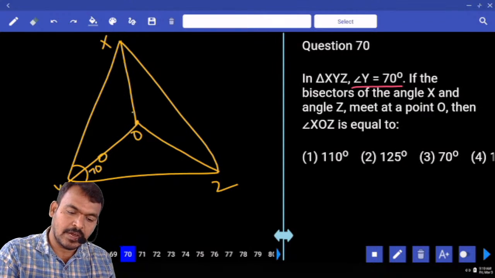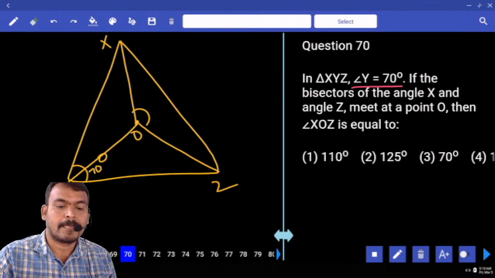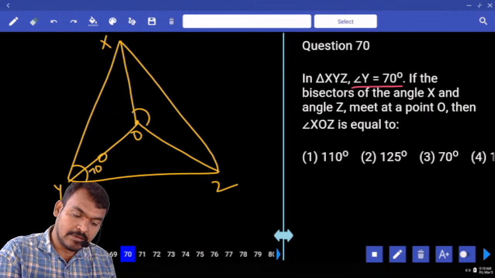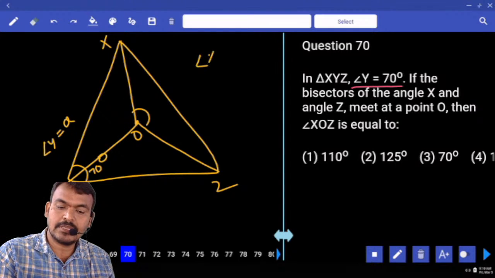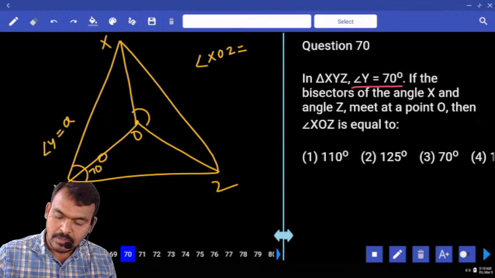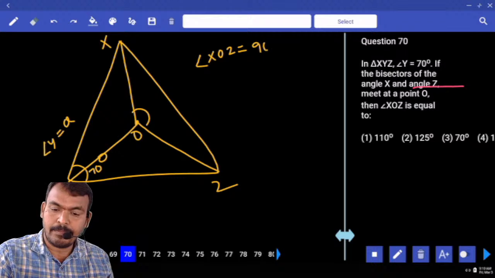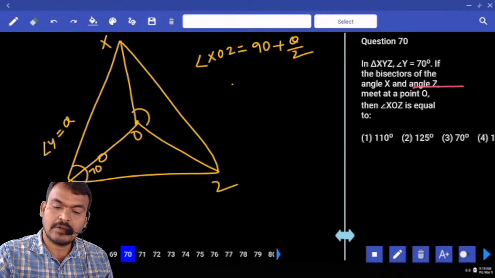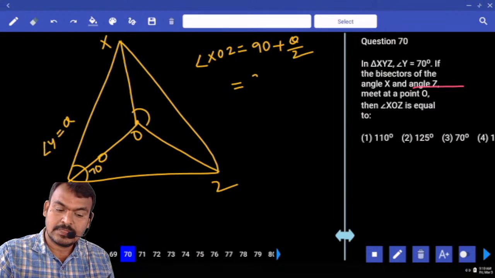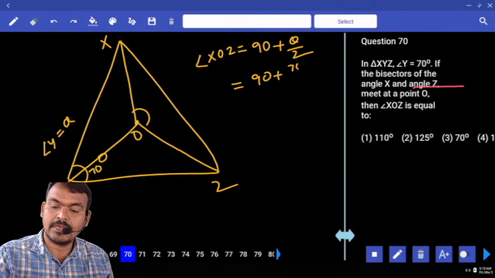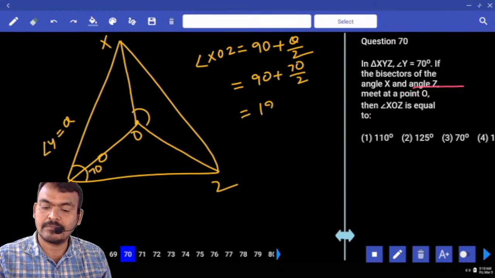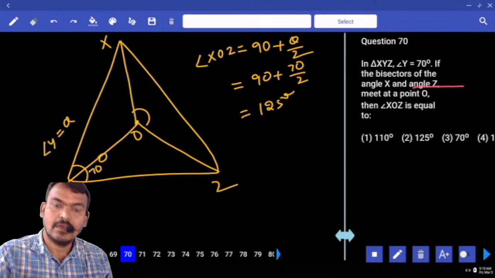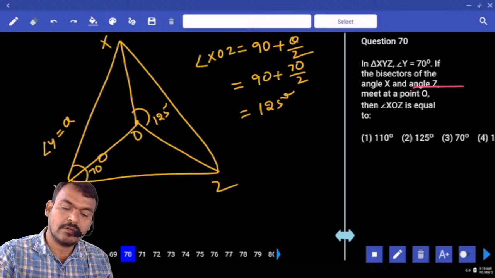If angle Y is theta, then angle XOZ is equal to 90 plus theta by 2. What is the theta value? 70. 90 plus 70 by 2. 70 by 2 means 35. 90 plus 35 is 125. It is 125 degrees.